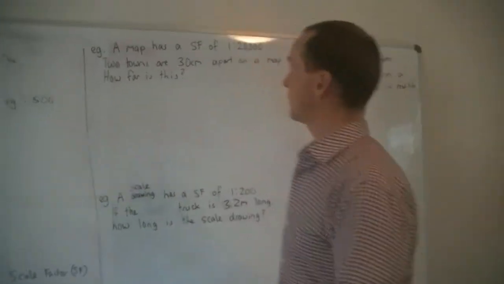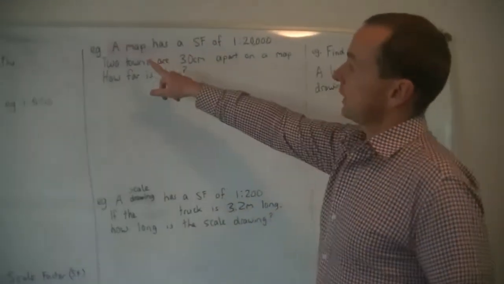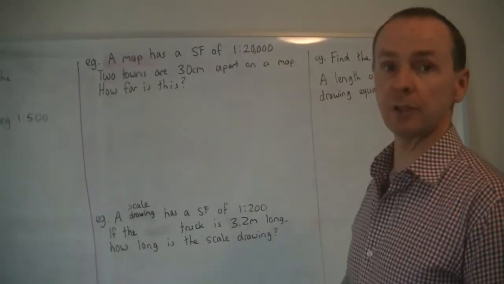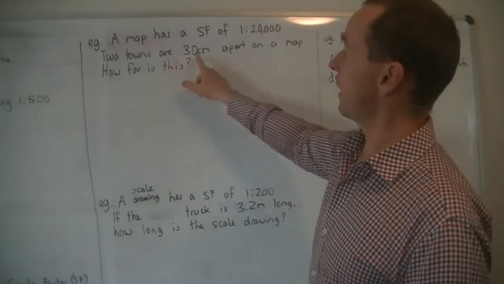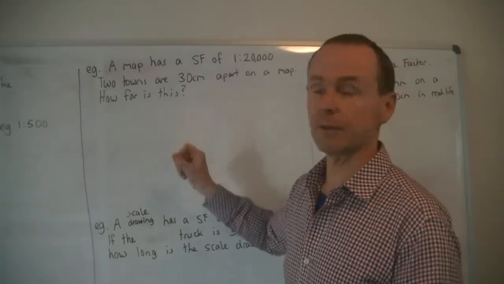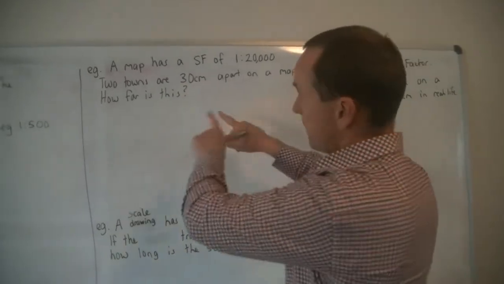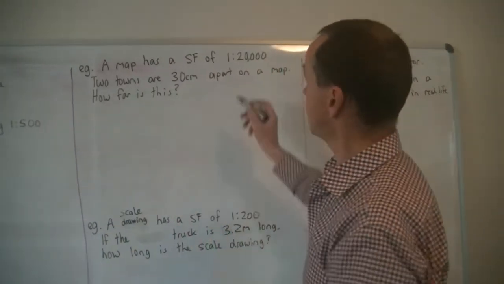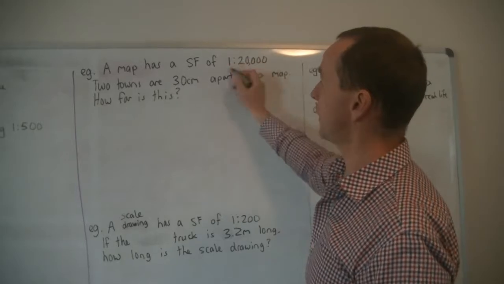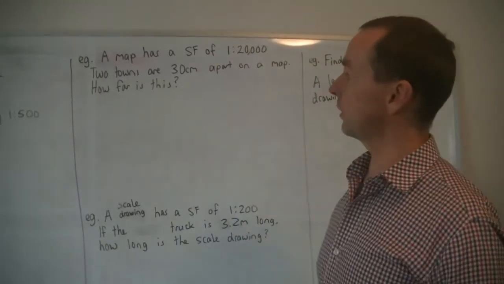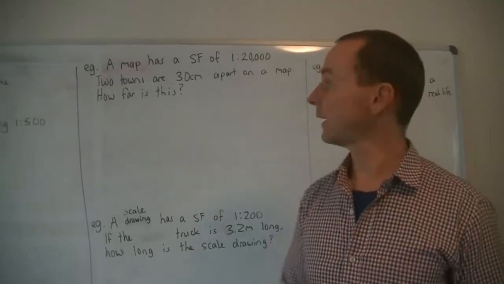So there are 2 main types of questions. Let's read the question. A map has a scale factor of 1 to 20,000. 2 towns are 30 centimetres apart on a map. How far is it in real life? So you've got a map on a piece of paper. You measure it with a ruler and it's 30 centimetres apart. And it says the scale factor is 1 to 20,000. So say in real life you're going to go hiking. How far do you need to actually hike? So we need to work that out.